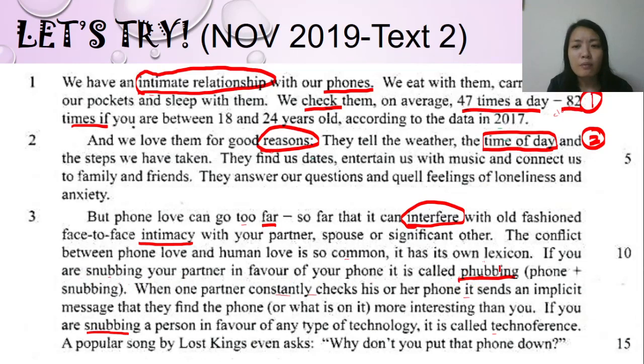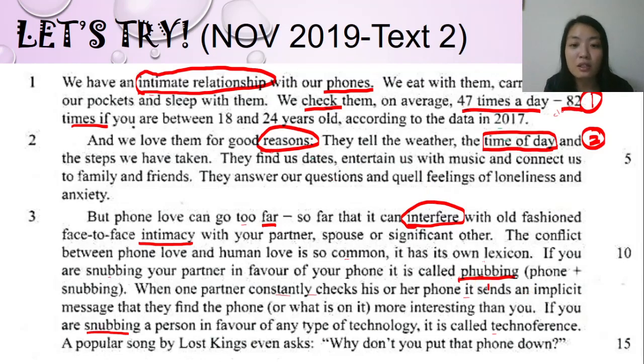But what happens when you're looking at your phone? We can use an intelligent guess if you don't know the meaning of the word. Imagine you're talking with someone, and then suddenly your phone rings, and then you look at your phone. What are you doing actually? You're snubbing. It can also mean you're ignoring your partner by looking at the phone. So you have the word phone and the word snubbing. A combination of the words, phone plus snubbing, means fubbing.